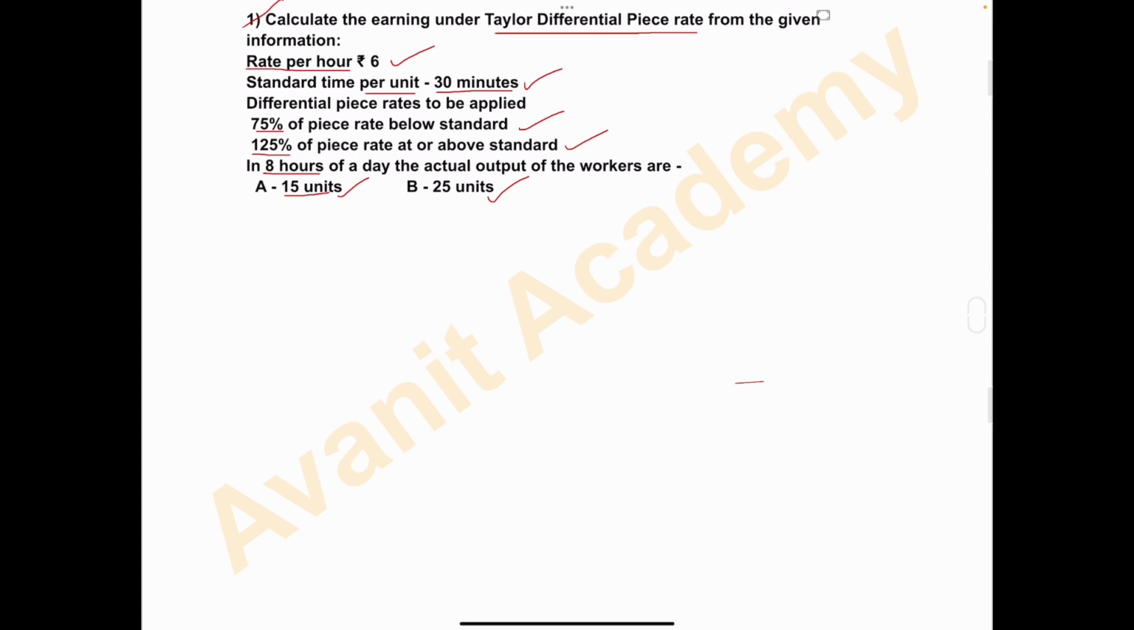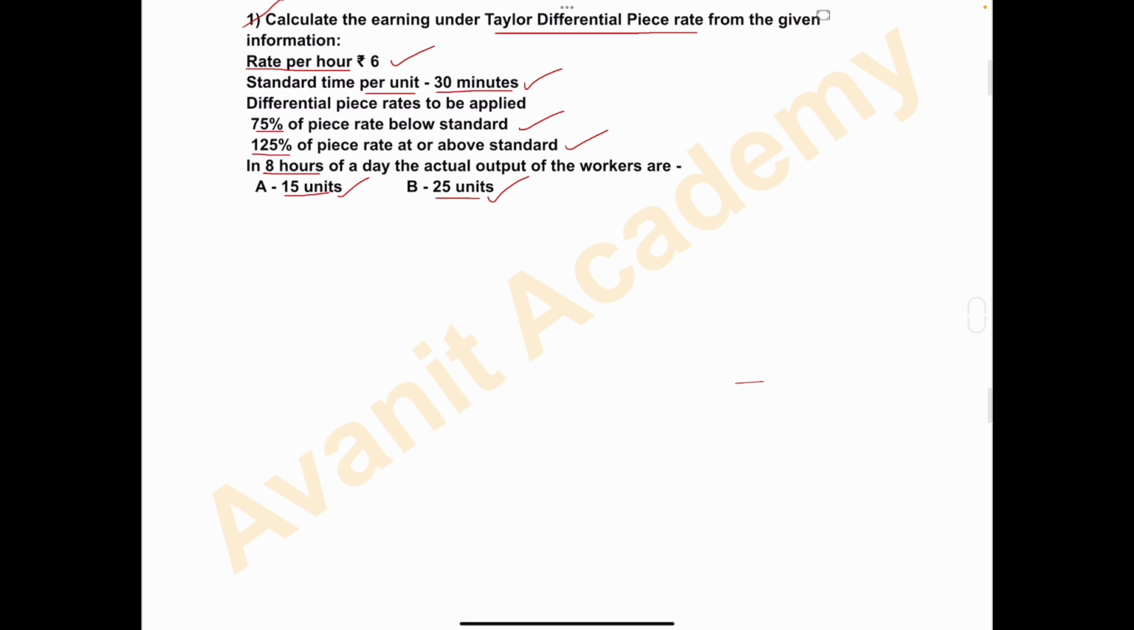B has produced 25 units. So we have to see which differential piece rate is applied to Mr. A and Mr. B. Mr. A has produced 50 and Mr. B has produced 25 units.